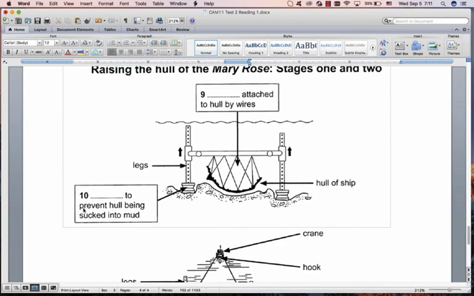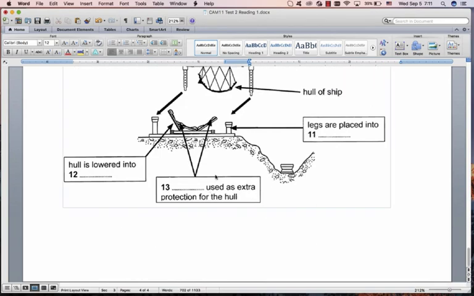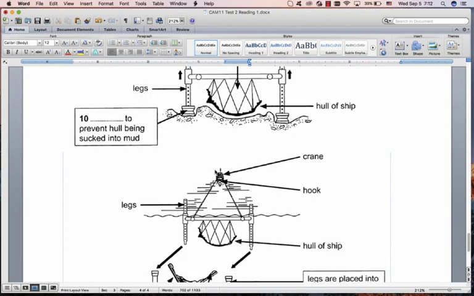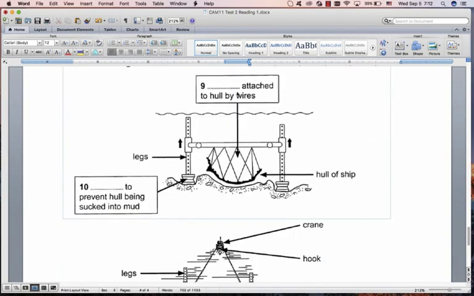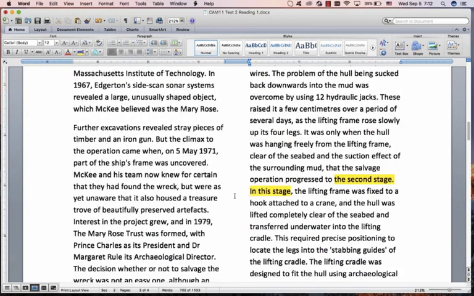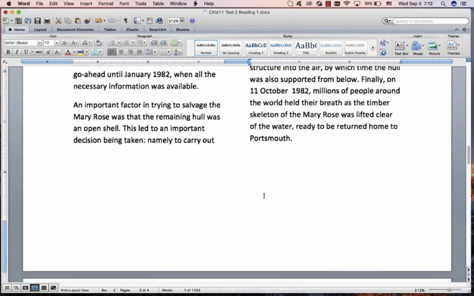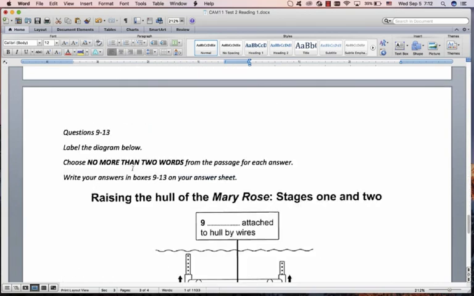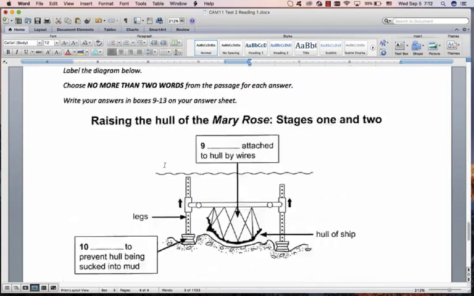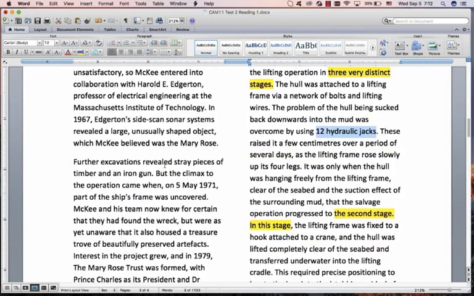Right, next. One thing to remember with diagrams, they do go back. With one of them, they go back. They won't go back with this one because this is right at the beginning. But just be aware. To prevent hull being sucked into mud, let's scan for mud. The problem of the hull being sucked back downwards into the mud was overcome by using 12 hydraulic jacks. Let's just check. We can have no more than 2 words. They don't say anything about a number, so you must drop the 12. So your answer is just hydraulic jacks.